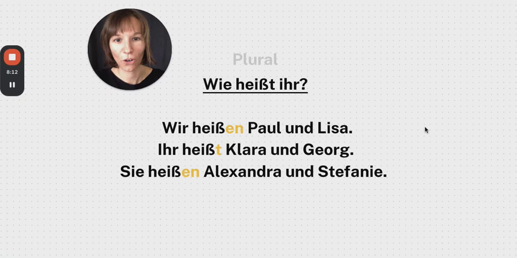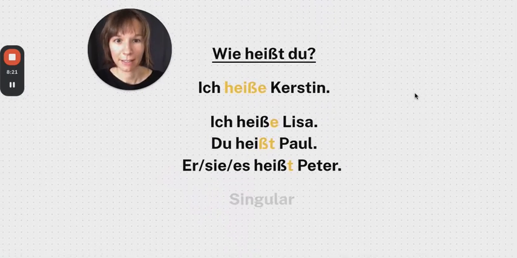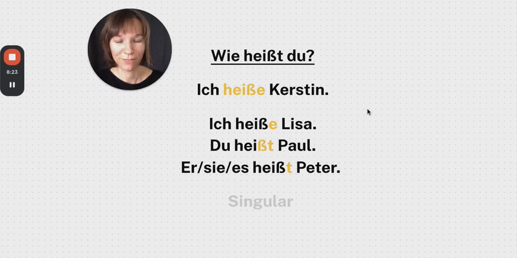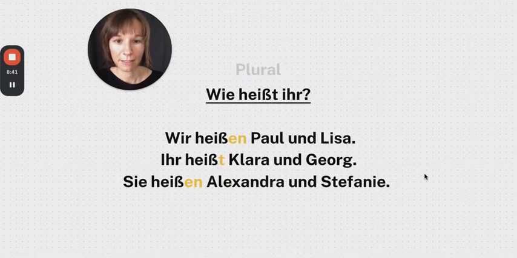Okay, so now you know the conjugation for singular and plural. So let's repeat that just for a second. Wie heißt du? Ich heiße Kerstin. Und wie heißt du? Ich heiße Paul. So that could be a dialogue. And then the conjugation is e, st, t for singular and en, t, en for plural.